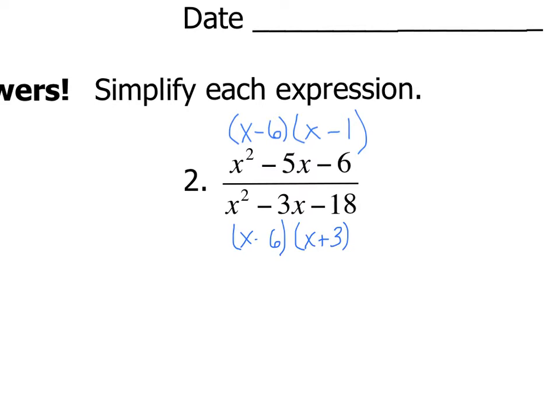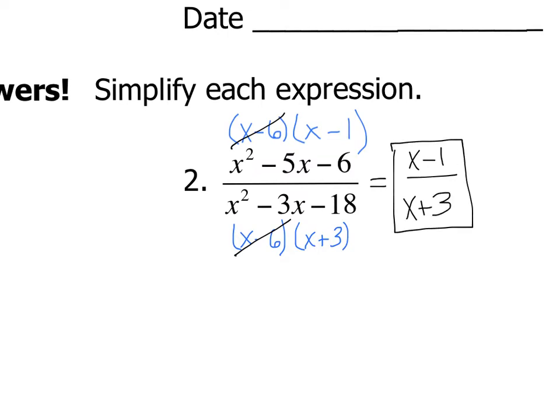Once you factor, you then can cross out any common factors like the x minus 6 and the x minus 6, and that should leave you with an answer of just x minus 1 over x plus 3. And that's it.